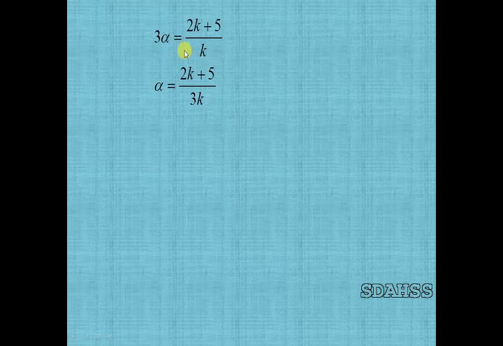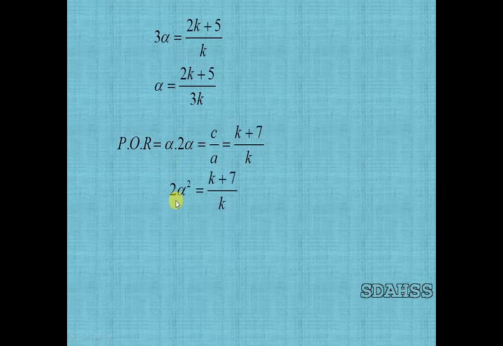Bring this 3 to the other side, it comes under the division, so alpha is equal to (2k plus 5) divided by 3k. Then find the product of the roots. Product of the roots is alpha into 2 alpha. Its formula is c by a, where c is k plus 7 and a is k, so (k plus 7) by k. Now alpha into alpha is alpha square, so 2 alpha square is equal to (k plus 7) by k. Substitute alpha is equal to (2k plus 5) by 3k here. So 2 into ((2k plus 5) by 3k) whole square is equal to (k plus 7) by k.